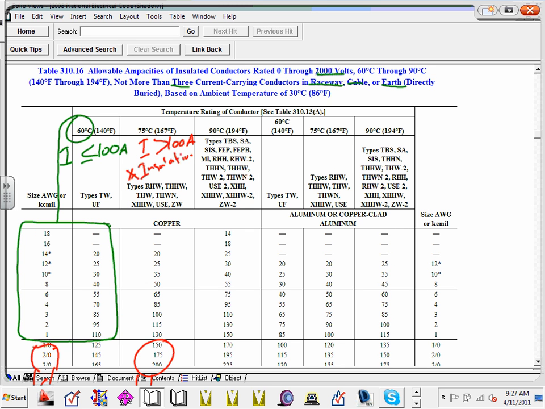As a default, your default is always what you're looking at. Less than 100, up to number 1, 60. More than 100, more than number 1, which is 1 aught, is 75. That's your default. Motors are an exception. Please add this one, motors. If you have a motor, they default you to 75.